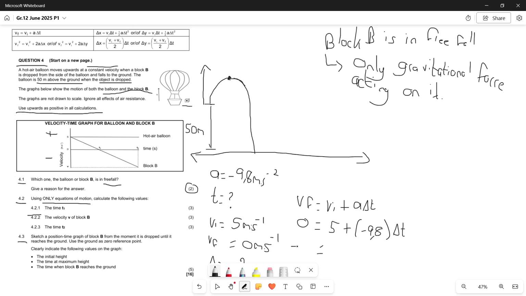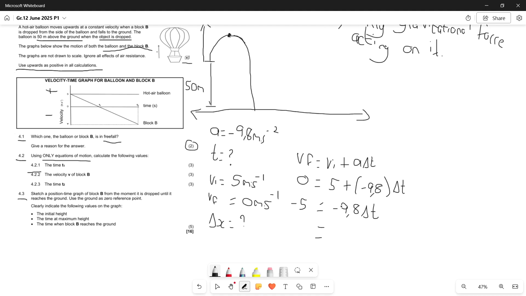So we can take our 5 over, so it becomes negative 5. Then we have minus 9.8 delta t, and then we can just go ahead and divide by negative 9.8. So negative 5 divided by negative 9.8, and our time is 0.51 seconds. And it is a positive value as time is a scalar. So if we divided by 9.8 and we had a negative time value, it means that we didn't substitute a negative in correctly. So if we plugged in 9.8 but we didn't make it negative and we had a negative time, it means we must just go back and check our work because we didn't put in the correct negative based on which direction is positive and which direction is negative. So we have the time for T1 over there, earning us 3 marks.